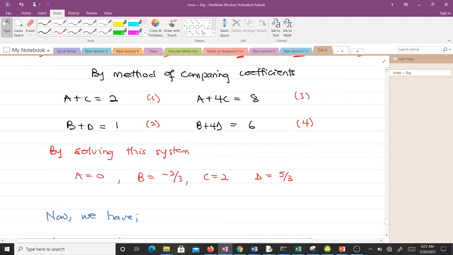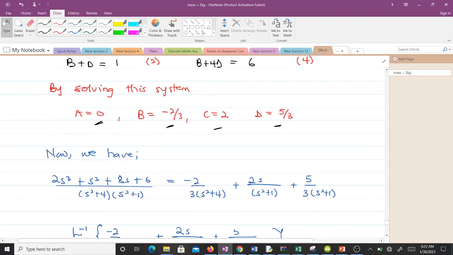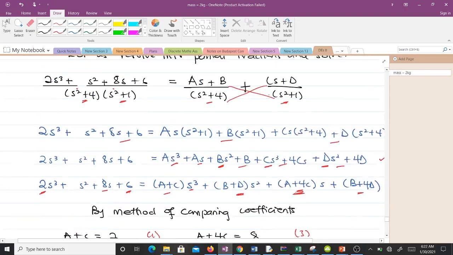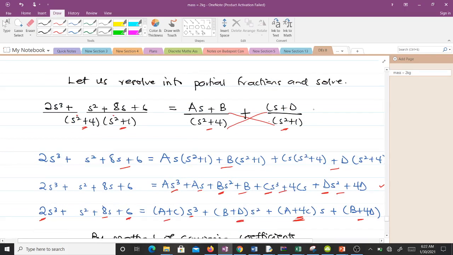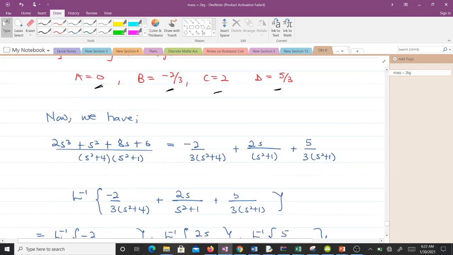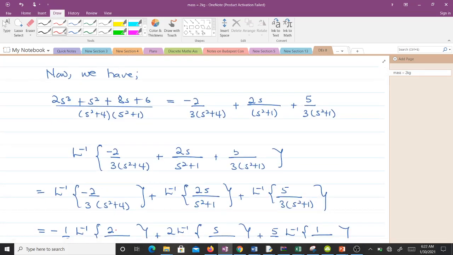When you do that, you are going to get A to be 0, B to be negative 2 over 3, C to be 2, and D to be 5 over 3. Okay. So now you can make substitution. Wherever you find them, you place your A, B, C, and D into this. Doing that is going to give us what we have here. Then now we have to find the Laplace inverse of that to get the solution.